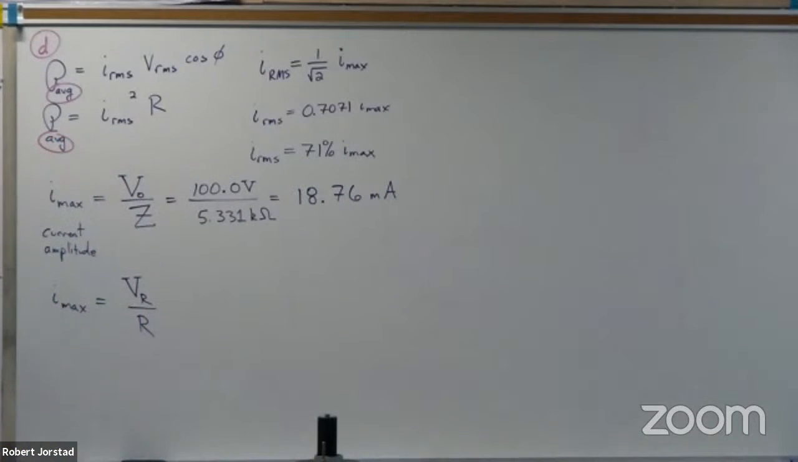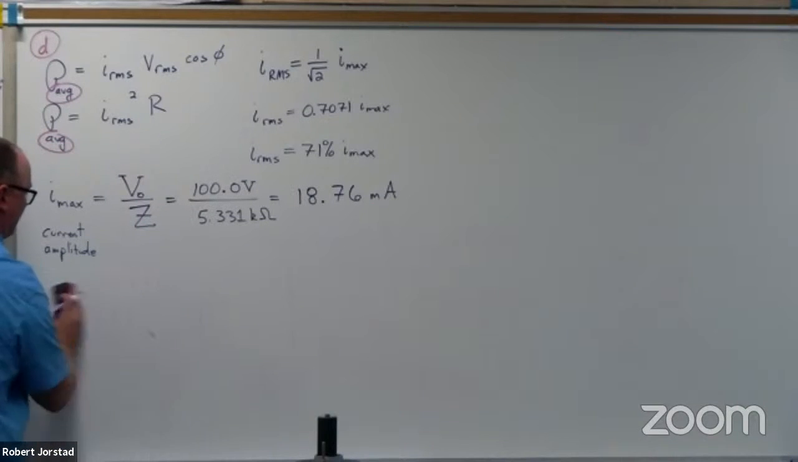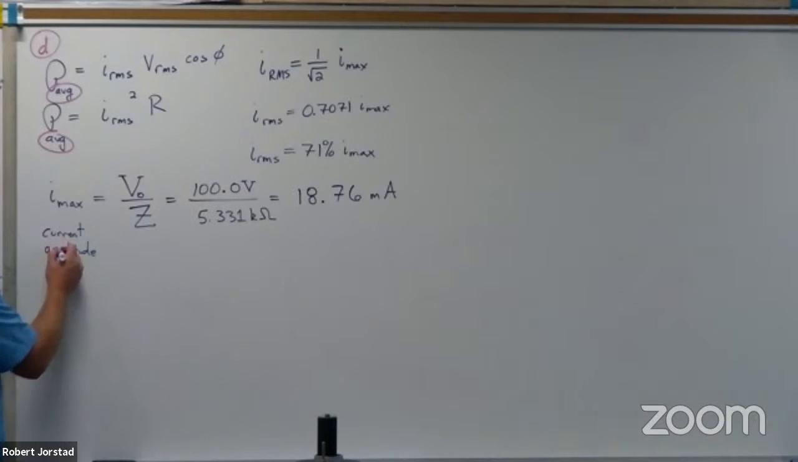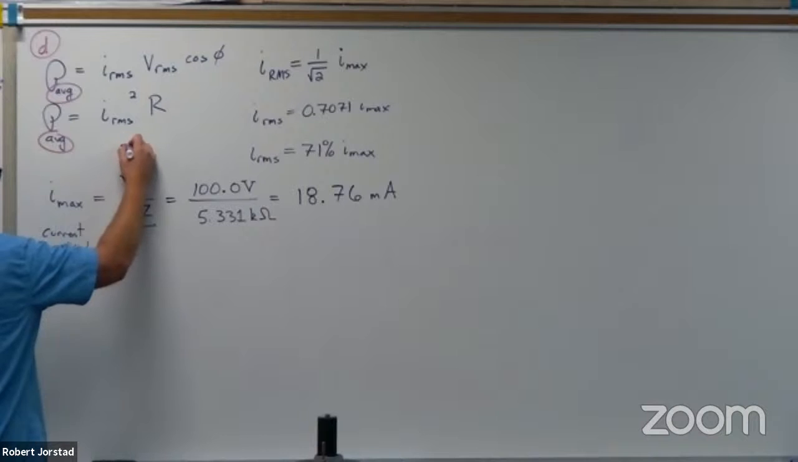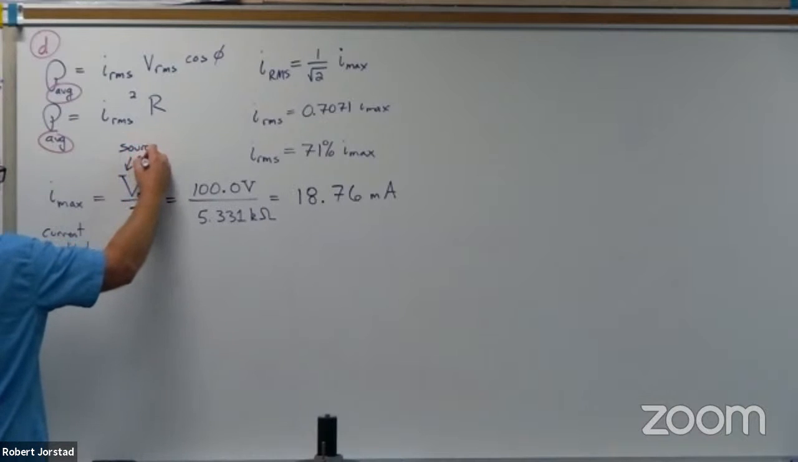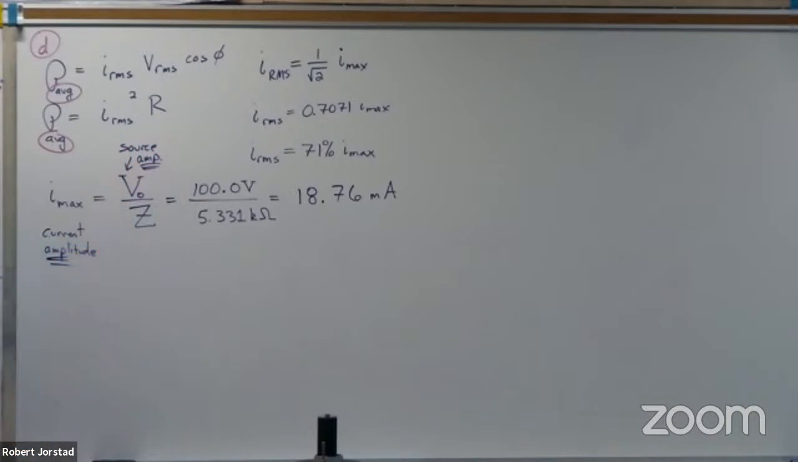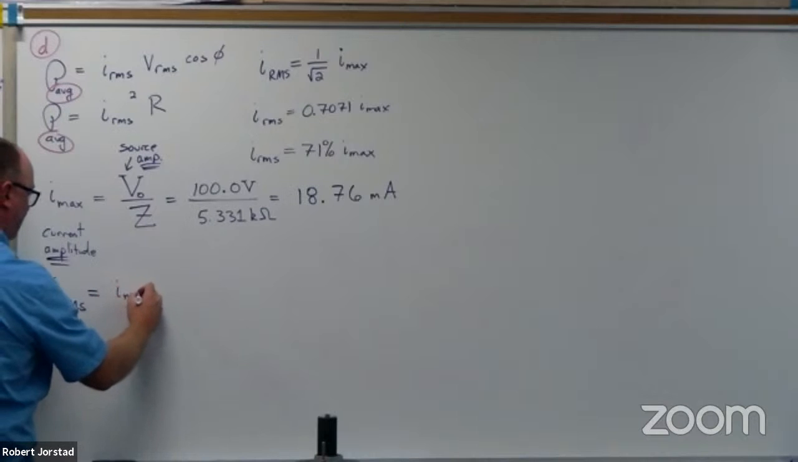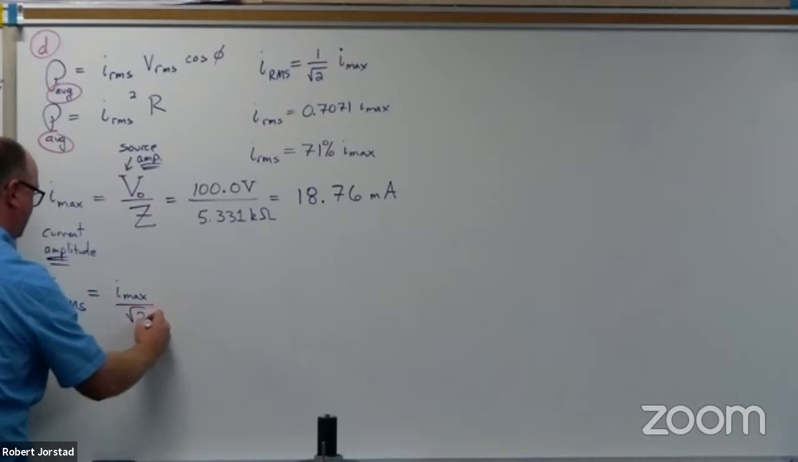Well, that's the current amplitude, right? And this is the source amplitude, right? These amplitudes are related by Z. Now, if I wanted to, I could write down the current as a function of time. Or in this case, I could write down I_RMS. Well, that's just I max divided by square root of 2.